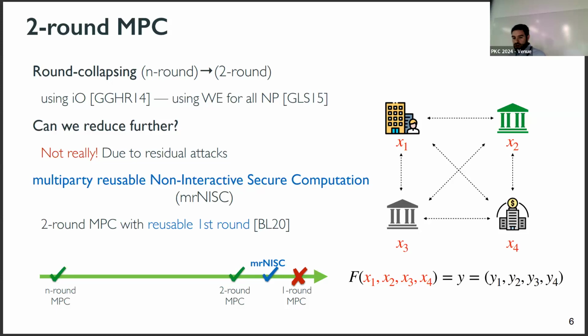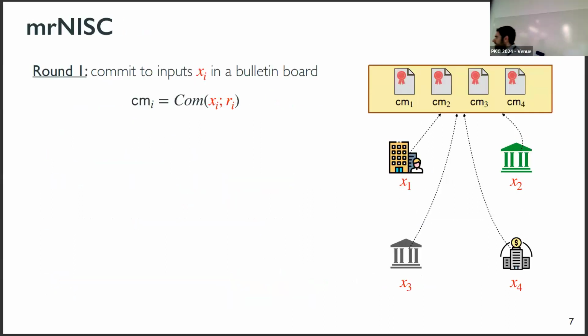However, in order to work around this impossibility, Benhamouda and Lin proposed this notion of Mr. NISC, which is a two-round MPC with a reusable first round. So the idea of their notion is the following. In round one, what parties do is to commit to their inputs. They just do commitments of their inputs. They don't know which function they're going to compute. And they post these commitments on a bulletin board to which everybody has access.